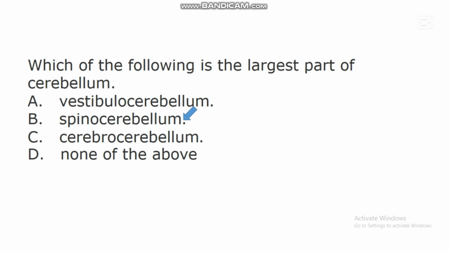There are different parts of the cerebellum. We have what we call the vestibulocerebellum. It has a role it plays. We have a part known as spinocerebellum. We have another part known as cerebrocerebellum. But among these parts of the cerebellum, the largest part is called the spinocerebellum.